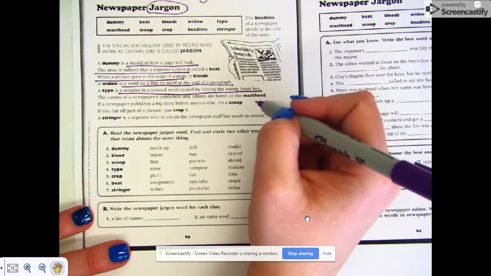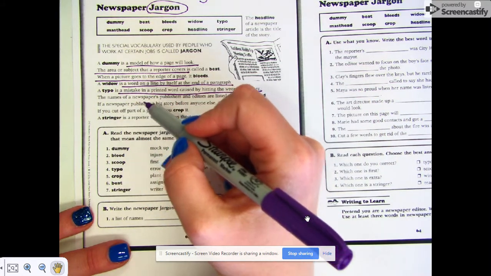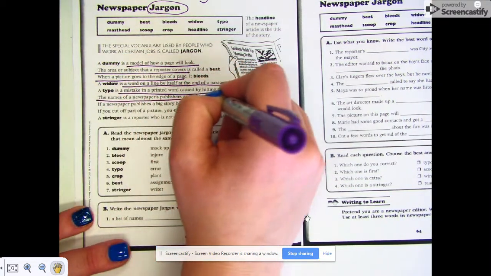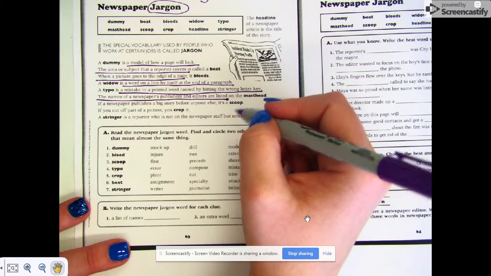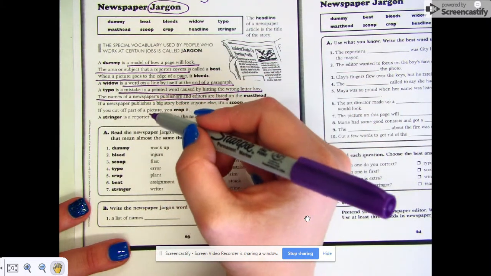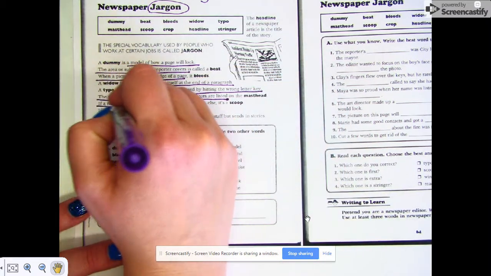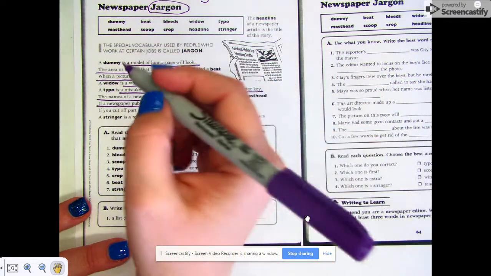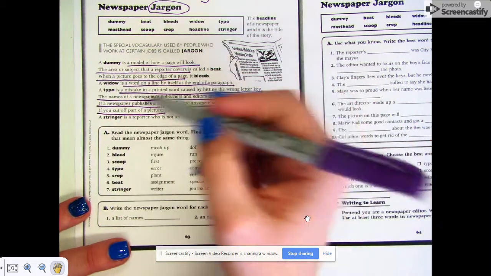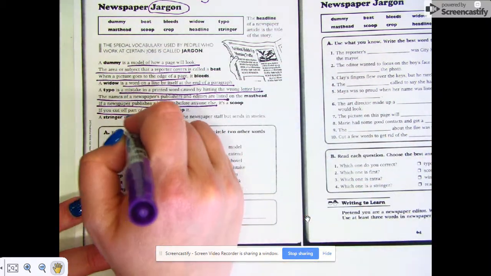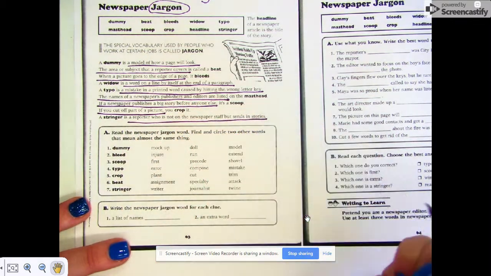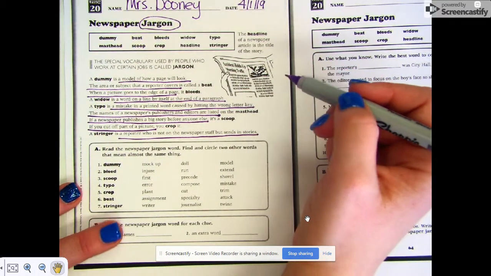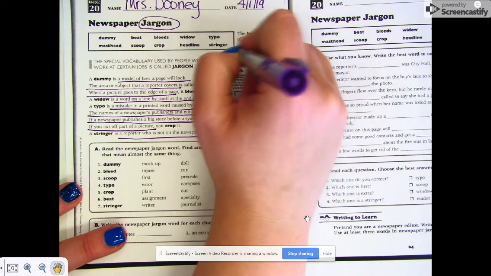A masthead is the names of a newspaper's publishers and editors. It's where they're listed. It's just like a little area that lists the editors and publishers. A scoop is if a newspaper publishes a big story before anyone else. They get the first scoop. Crop is whenever you cut off part of a picture. A stringer is a reporter who is not on the newspaper staff but sends in stories. And then finally we have headline. The headline of a newspaper article is the title of the story.